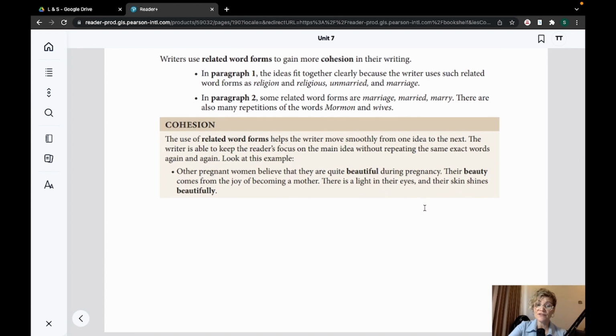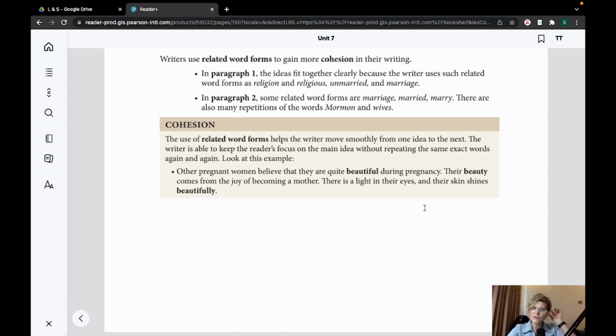Cohesion is the use of related word forms, which help the writer move smoothly from one idea to the next. The writer is able to keep the reader's focus on the main idea without repeating the same exact words again and again. For example, this sentence: other pregnant women believe that they are quite beautiful during pregnancy. Their beauty comes from the joy of becoming a mother. There is light in their eyes and their skin shines beautifully.